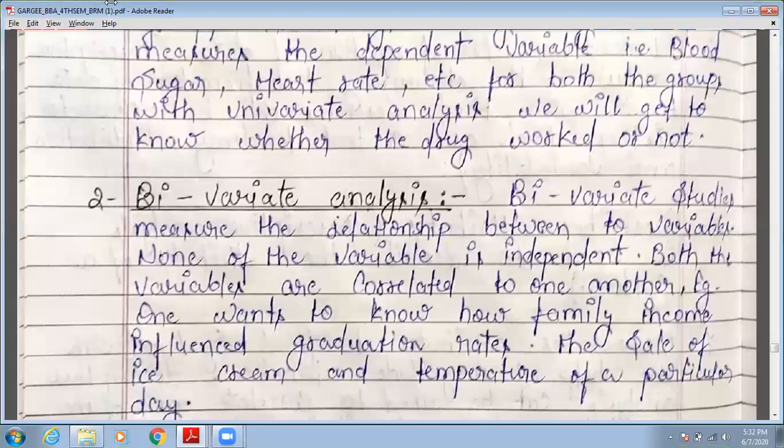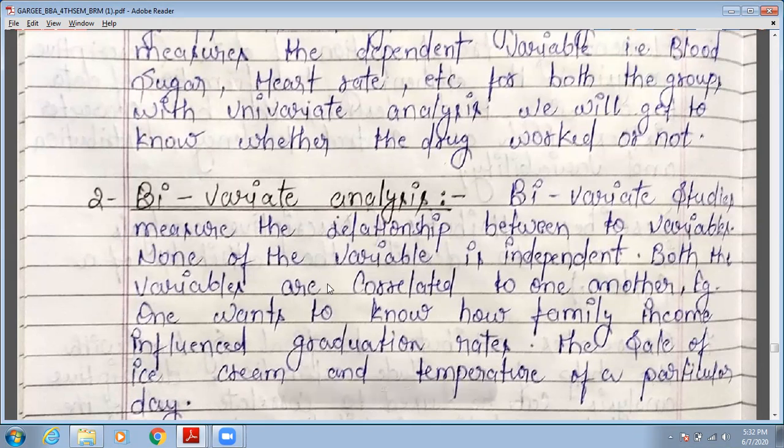Okay, if you want to know the relationship between two variables, none of them is independent or dependent, both are dependent on each other, no variable is independent, then we will use bivariate analysis. Both the variables are correlated to one another.